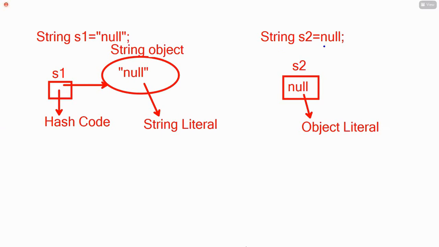There is no object here. If the object is there, the hash code will be there. If the object is not there, null is going to be stored. Instead of a hash code, null will be stored. What is this null?